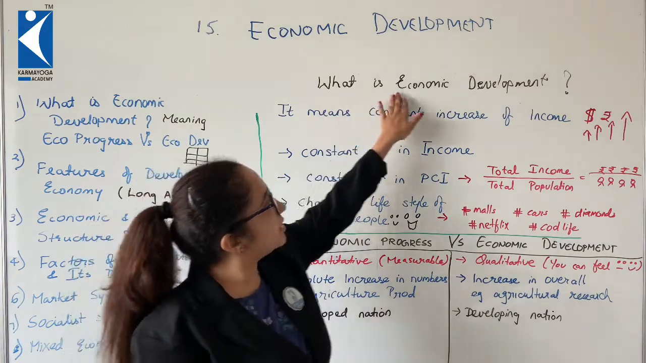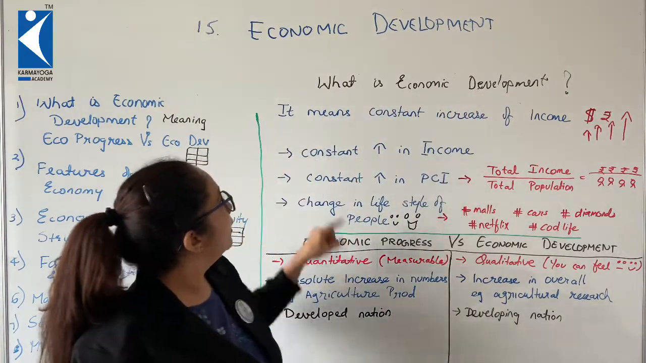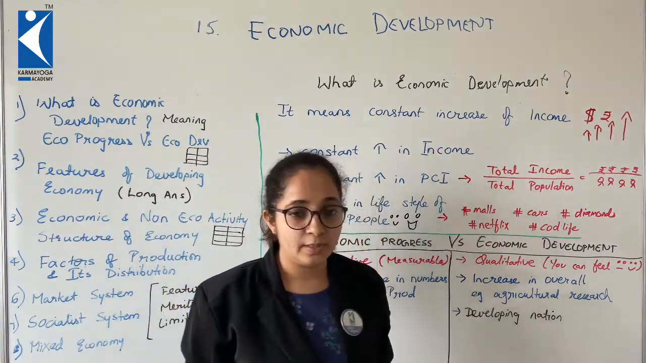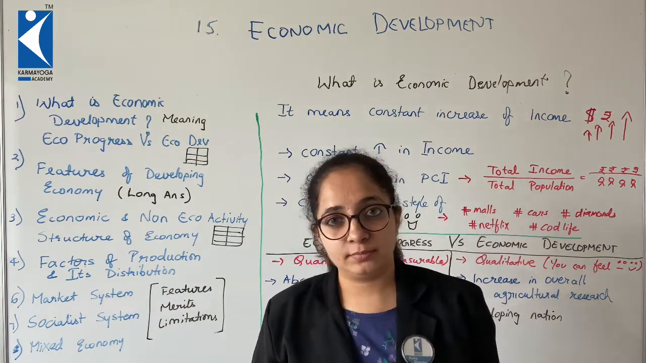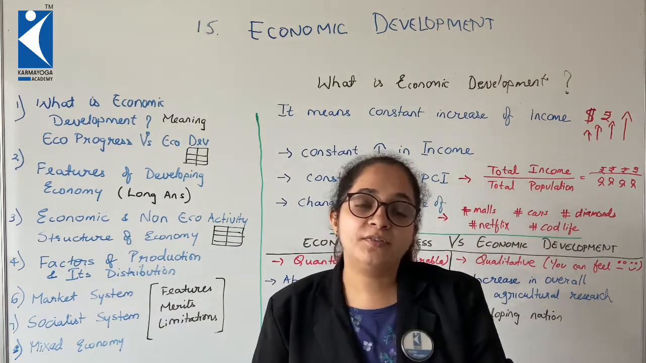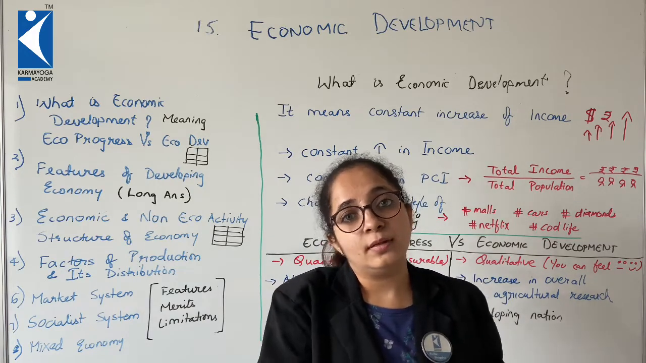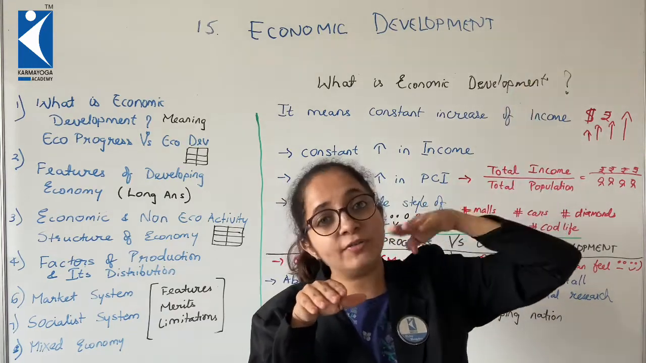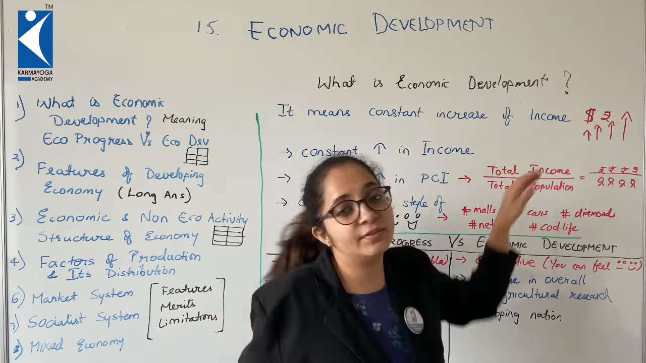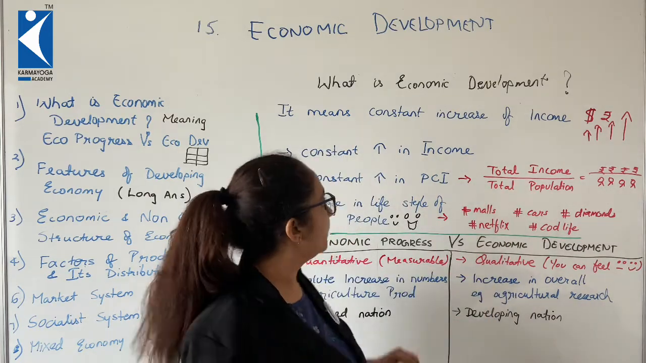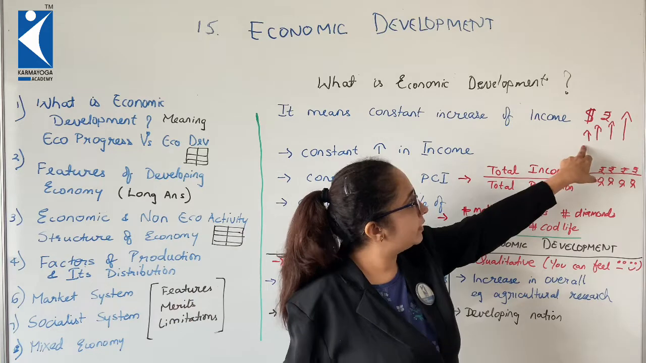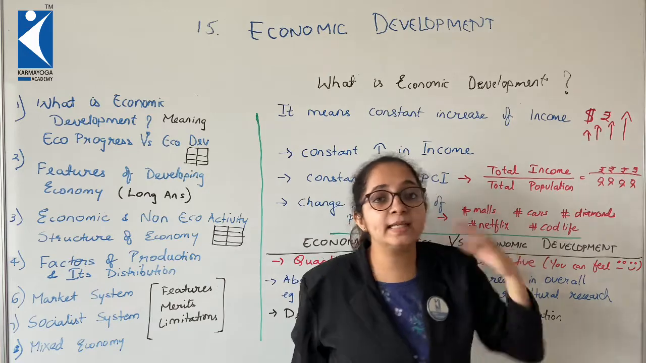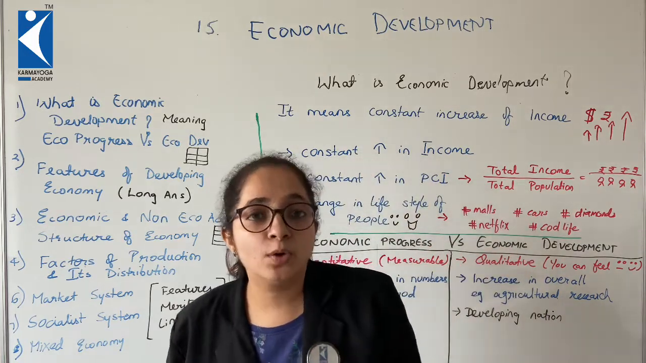So here comes what is economic development. In very, very simple language, it means constant increase of income. When I was a fresher, my income was 3,000. After a few years, it was 30,000. After a few years, it will be 3 lakhs. So the increasing trend of income, we call it economic development. Here I have shown that when the income, in terms of rupees, in terms of dollars, anything, shows an increasing trend, we call it economic development.